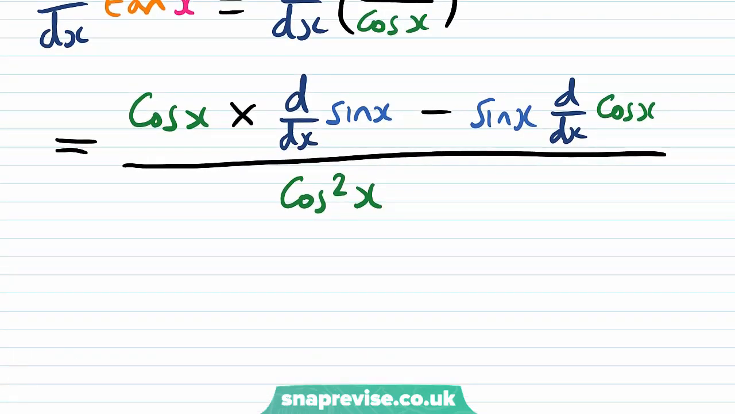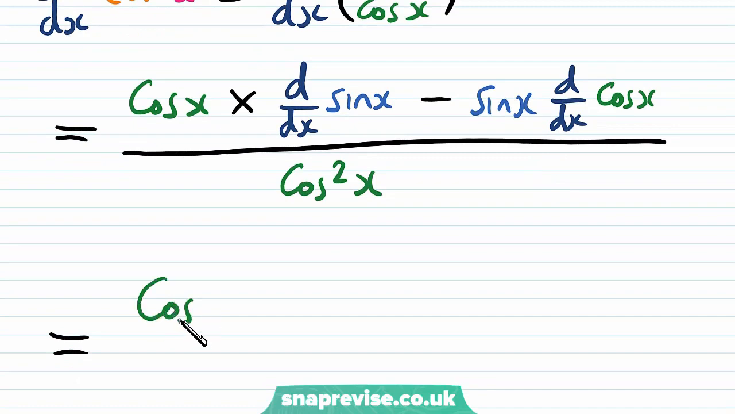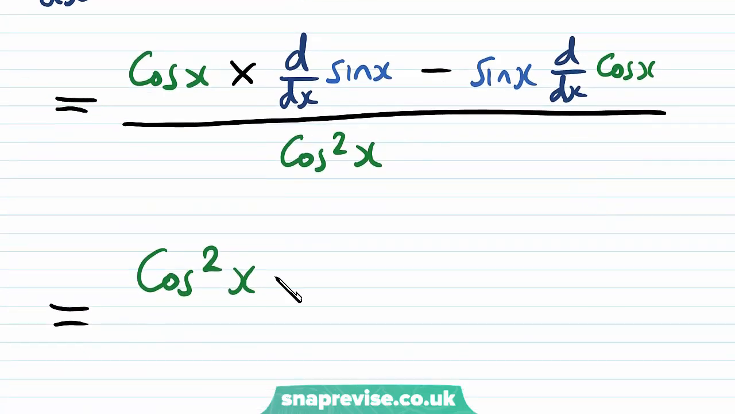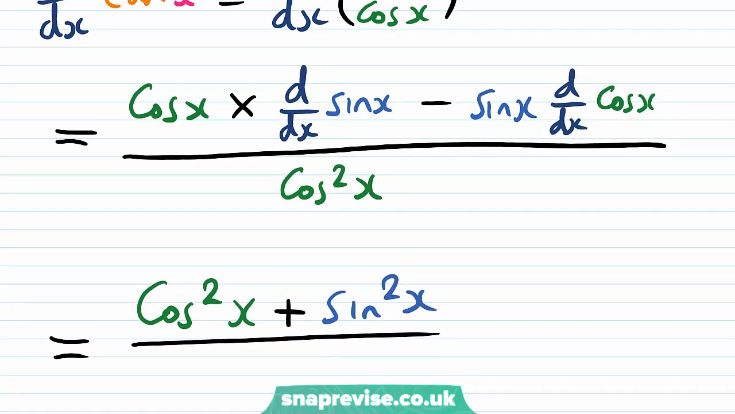And then we can put in the derivative expressions. The derivative of sine of x we know is cosine of x, and so when we multiply by the cosine of x over here, we get cos squared of x. And then we have minus sine of x multiplied by the derivative of cos of x. Well, the derivative of cos of x is minus sine of x. And so this minus here becomes a plus because we have two minuses. And then we get sine squared of x. And this is still divided by cosine squared of x.